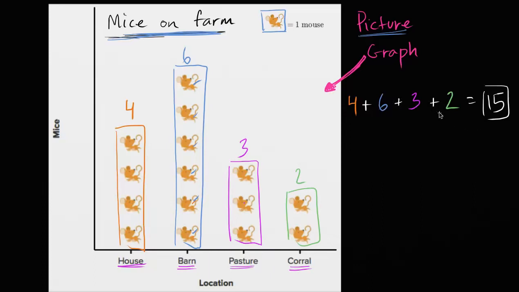So once again, a picture graph is just a way to show data, to show information. This tells us how many mice are in each part of the farm. If someone says, how many mice in the barn? You say, okay, there are 6 mice. If someone says, how many mice are in the pasture and the corral combined? That's going to be the 3 in the pasture plus the 2 in the corral, or 5. If they ask how many mice on the whole farm, and if these are all the places where the mice could be, it's going to be 4 plus 6 plus 3 plus 2, or 15. And we're done.